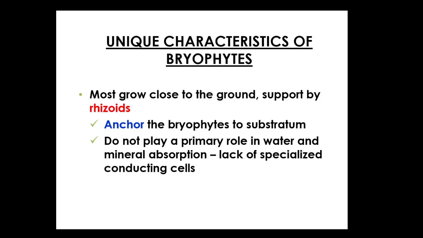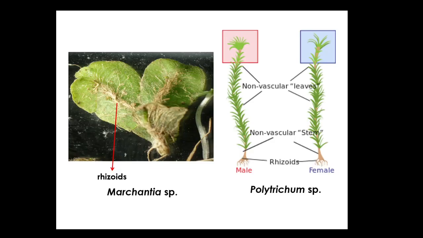Bryophytes, most of them grow close to the ground, supported by rhizoids, which are parts that look kind of like roots but are not actually roots. The rhizoids will anchor the bryophytes to the substratum or the material that they are growing on. And rhizoids do not play a primary role in water and mineral absorption. They lack specialized conducting cells. Their main role is just to hold on to whatever surface that they are growing on.